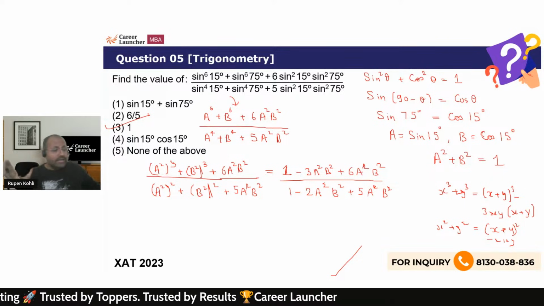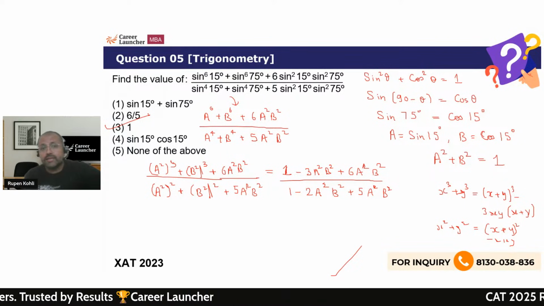So we can calculate these things, sine 15, cos 15, sine 75.